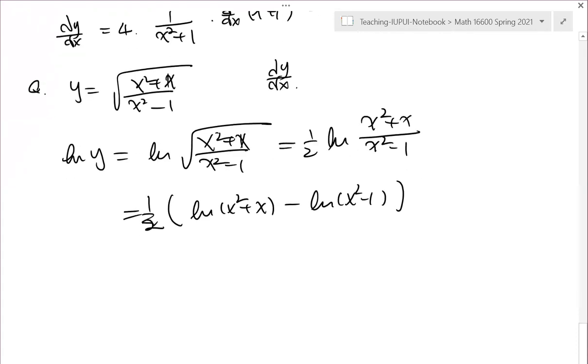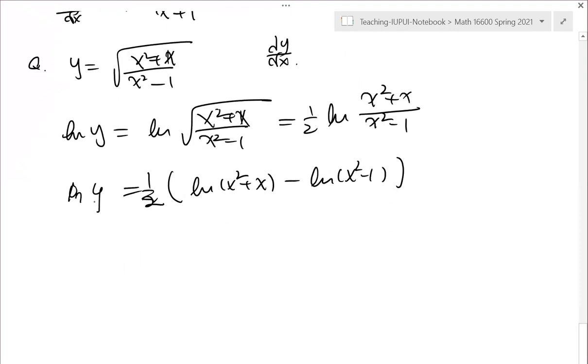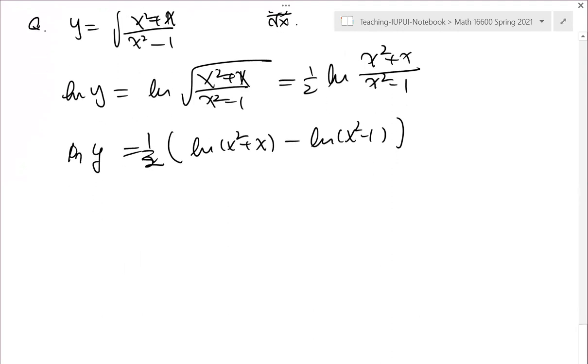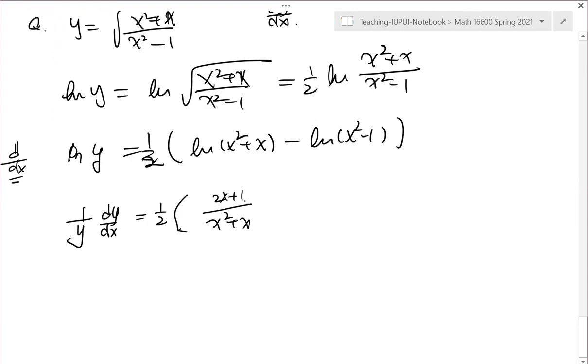Okay, then I differentiate both sides with respect to x. The derivative on the left is going to be 1 over y times dy over dx, right? And this one will be 1 over (x squared plus x), then the derivative of x squared plus x will be 2x plus 1. And here, 1 over (x squared minus 1), and then 2x.